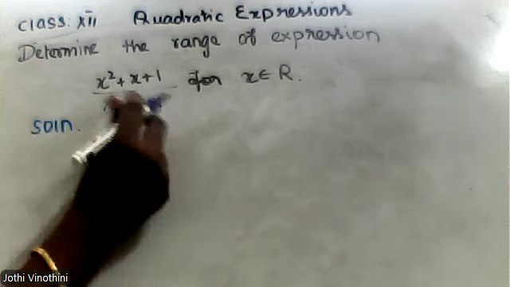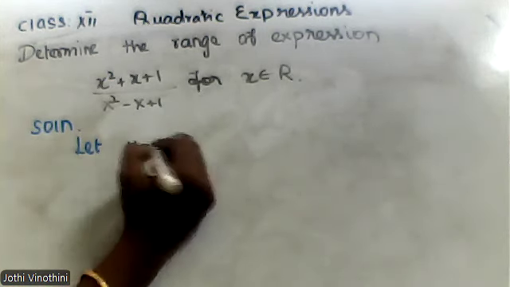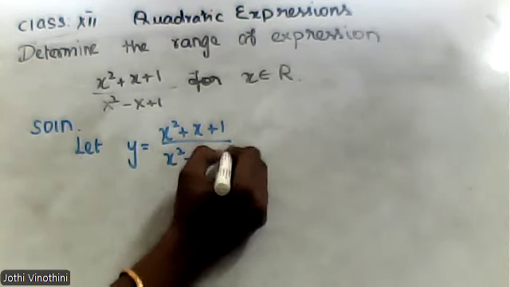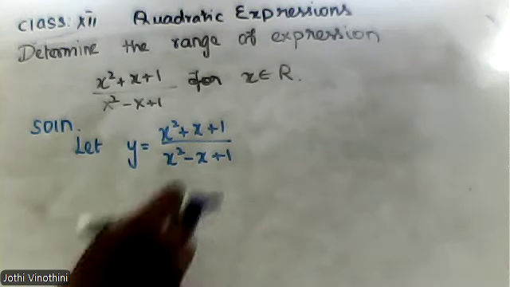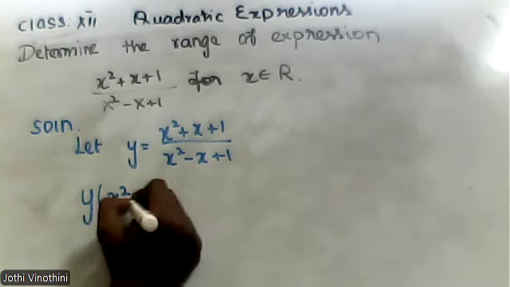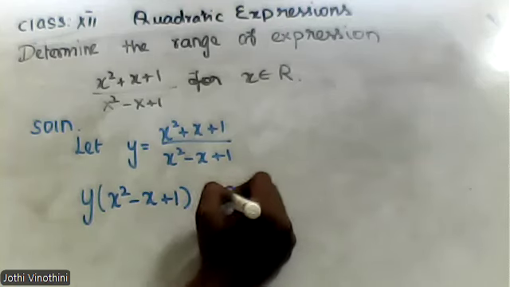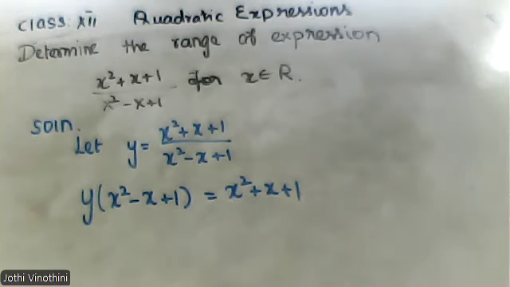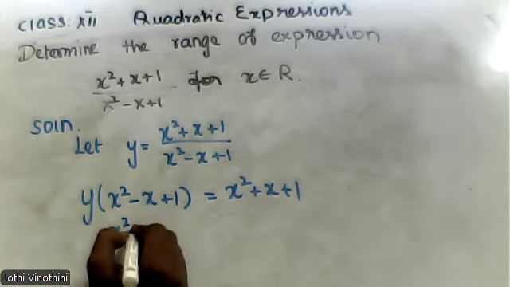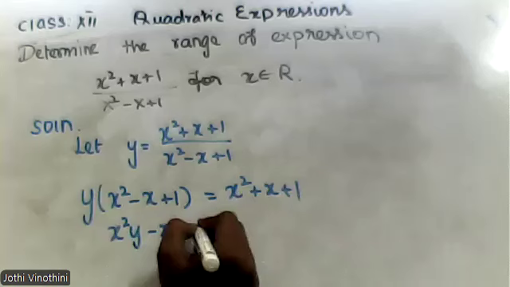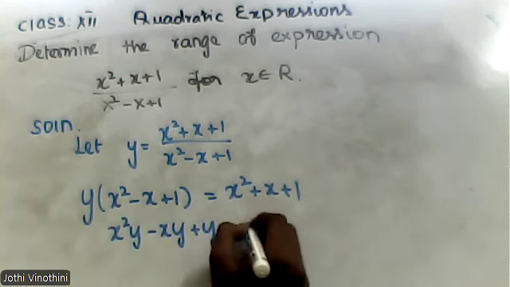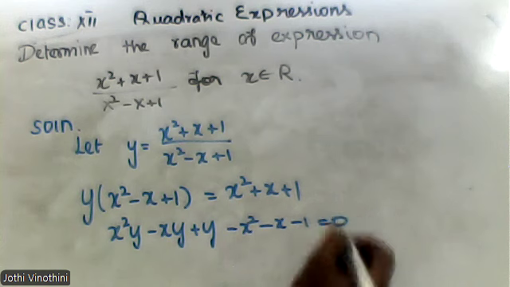Clear? Clear. So to solve this, I am going to take y equals x squared plus x plus 1 divided by x squared minus x plus 1. To solve this, I am taking the denominator term to the left hand side. So it will become y multiplied by x squared minus x plus 1, which equals x squared plus x plus 1. I multiply y inside the expression, so it becomes x squared y minus xy plus y. Similarly, I take the other expression to the left hand side, so it becomes minus x squared minus x minus 1, which equals 0.